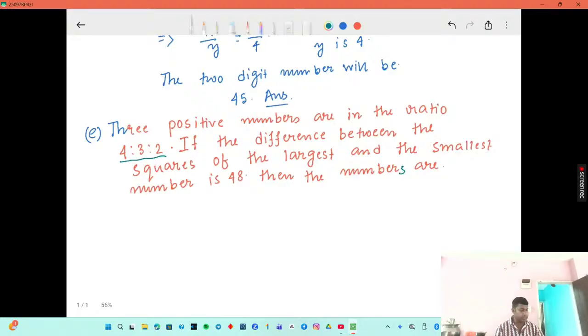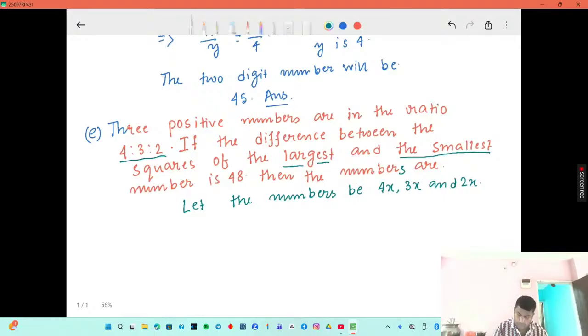So we have to let the numbers be 4x, 3x, and 2x. Is it clear? According to the question, it is given that the difference between the squares of the largest and the smallest. So here the largest number is 4x and the smallest number is 2x.